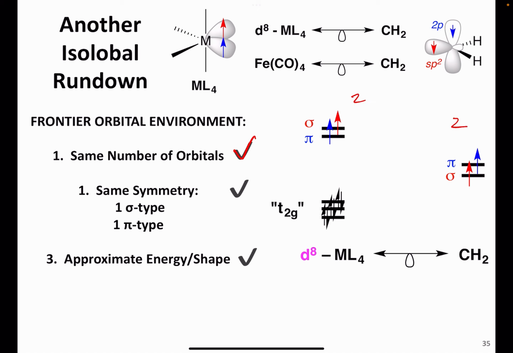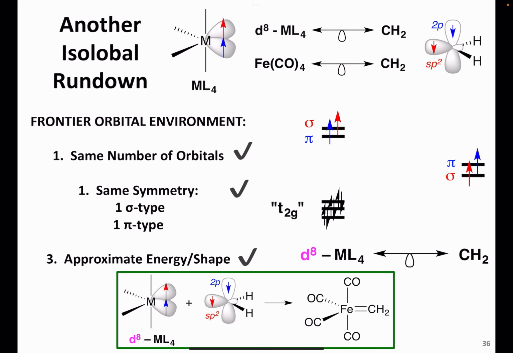Do they have the same symmetry? They do. One is sigma type, one is pi type, one is sigma type, one is pi type. Do they have approximately the same energy and shape? They also have that. And so there's no surprise that the d8 ML4 transition metal fragment is isolobal with CH2. And it's no surprise then that this iron carbene can in fact form.